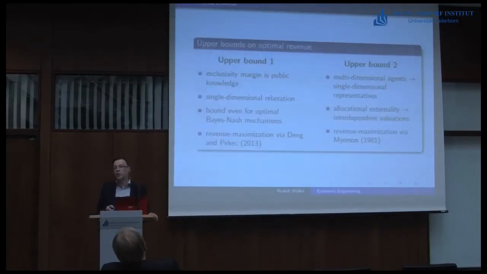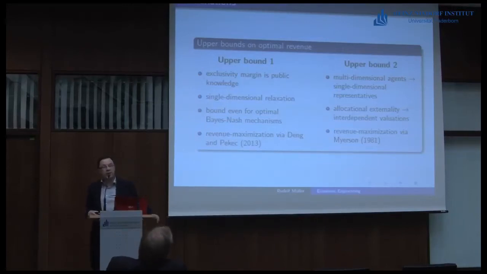Now here are the two ways to compute an upper bound. Both are simple tricks. The first one says, assume that one dimension of the private information is public. Assume that the marginal extra value for getting exclusive possession of the item is public knowledge. Everybody knows it. That means you don't have to take the incentive constraints for lying about that information into account. That gives you a relaxation.